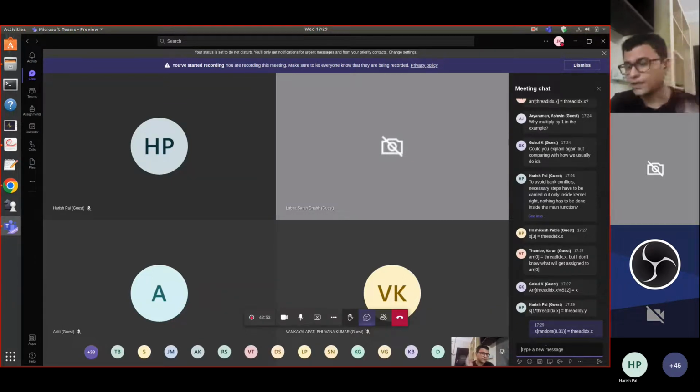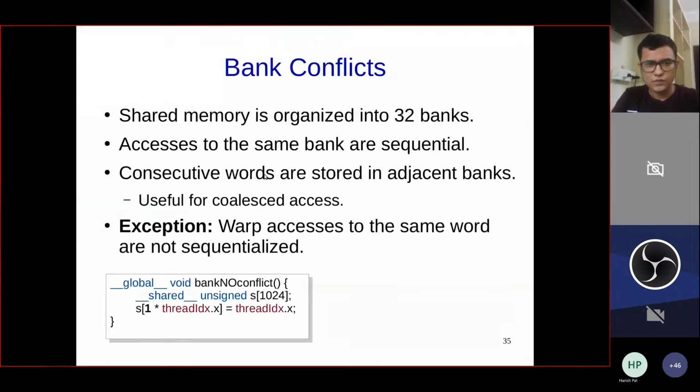Let us understand why this will not work out. The answer lies within these 4 points only. If you try to do something like S of some id equals threadIdx.x, is this the case for no bank conflict, or complete bank conflict, or some bank conflict? The answer is no. Let us understand why. If you see this exception part, I think you didn't catch this exception part properly.